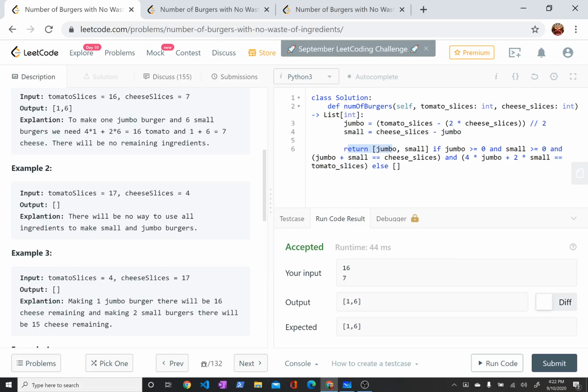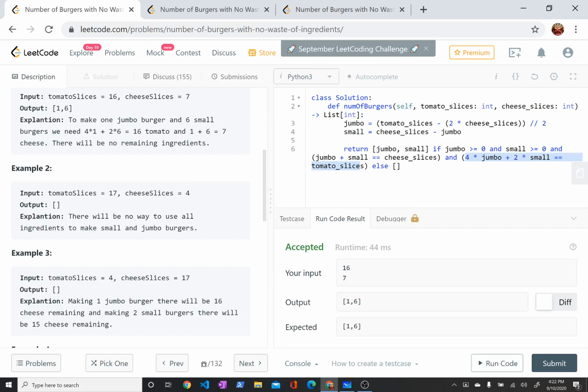We know from common sense about making burgers, you can't make a negative amount of jumbo or small burgers. And we're going to say, well, we want jumbo plus small to be equal to the number of cheese slices. If solving it involves making more burgers than we're allowed to, that's no good. And we also want them to use only the number of tomato slices. So the reason why this has to be written out here is because you can imagine the case of 17, 4.